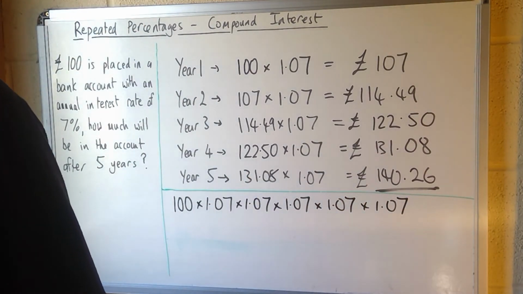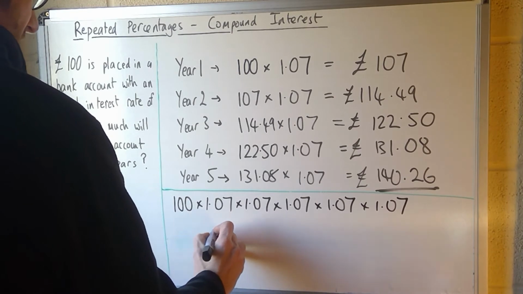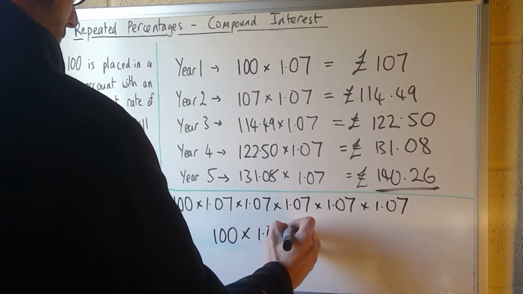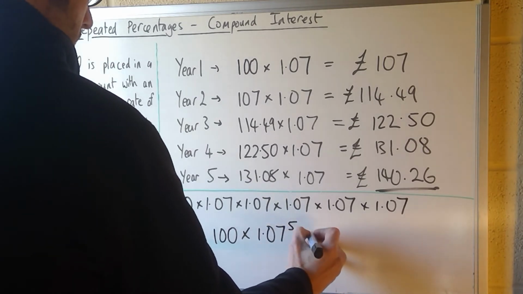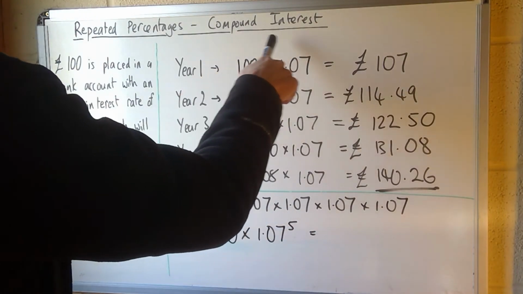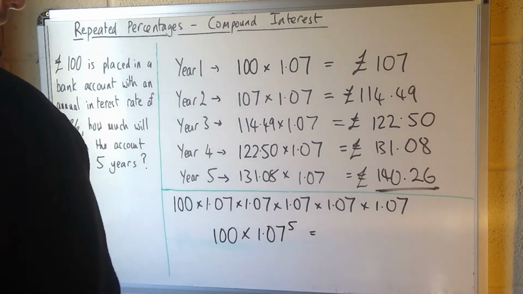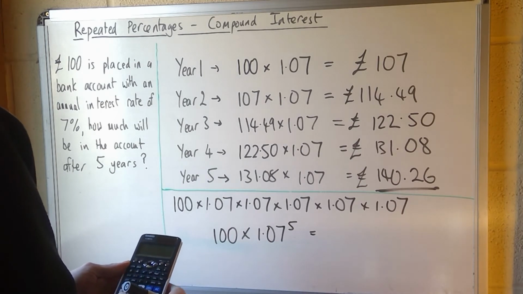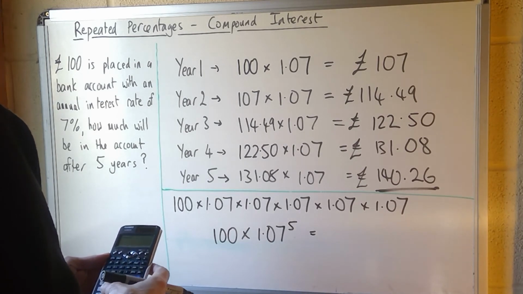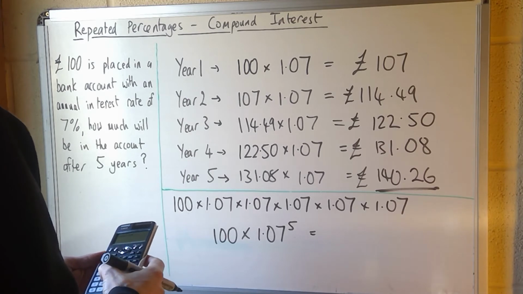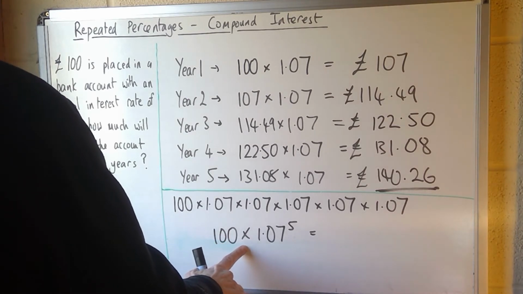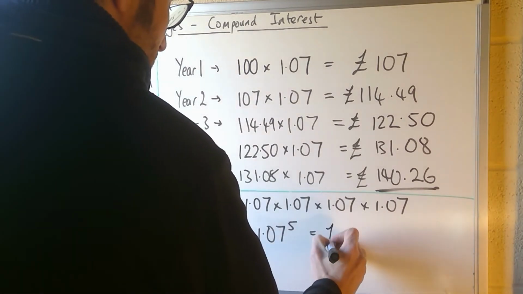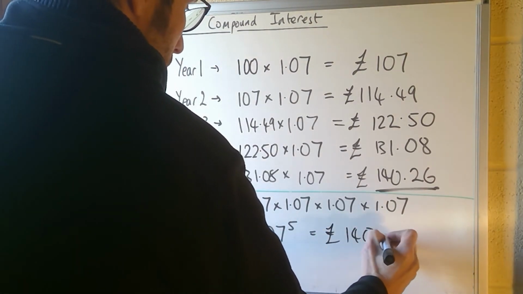And using indices, we can rewrite this as 100 multiplied by 1.07 to the power of 5. And what we can do is we can do all the 5 years all in one just by using this calculation. Once again, you need to use your calculator. You need to know how your power key works, but you can simply type in 100 multiplied by 1.07 to the power 5, and you get to the same answer straight away.